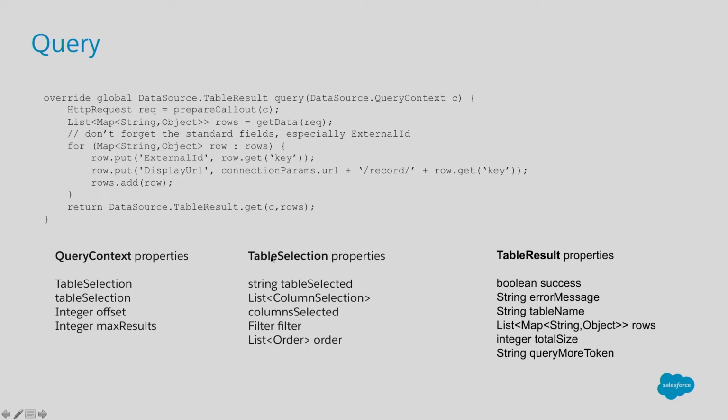And what table selection has is the selected table, the columns which correspond to the select clause, filter that corresponds to the where clause, and order that corresponds to the order by clause. And what it returns you is a table result with a success flag, error message, table name, and rows, which are your actual result that render as a list view or a detail or whatever. And you have your total size and query mode token for pagination.